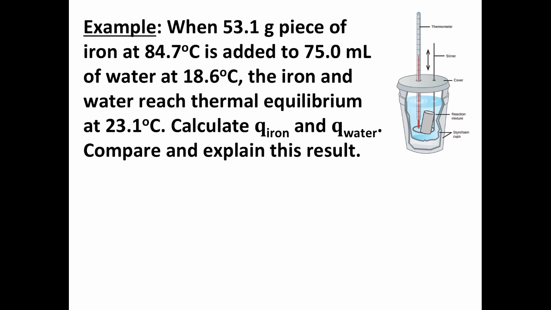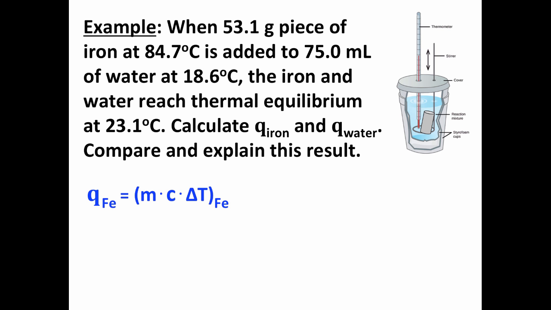Now let's see how this works with an example. We have a 53-gram piece of iron, initially at a higher temperature, added to 75 milliliters of water, initially at a lower temperature. The iron and water reach thermal equilibrium at an in-between temperature that's closer to the temperature of the water than the iron initially, and we're asked to calculate the heat for the iron, the heat for the water, and then compare these values and explain what they mean.